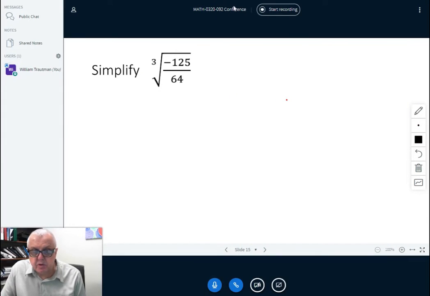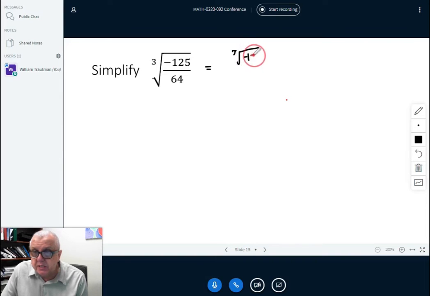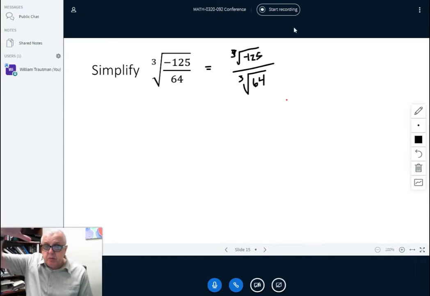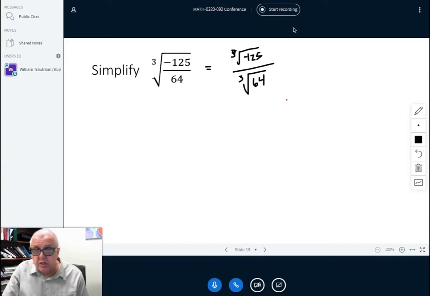All right, the next problem looks like this. The third root of negative 125 over 64. For roots with fractions, remember, you can break them into 2 pieces. The third root of negative 125 divided by the third root of 64. So they can be broken apart. If the roots are the same, you can break them apart or squeeze them back together for multiplying or dividing.